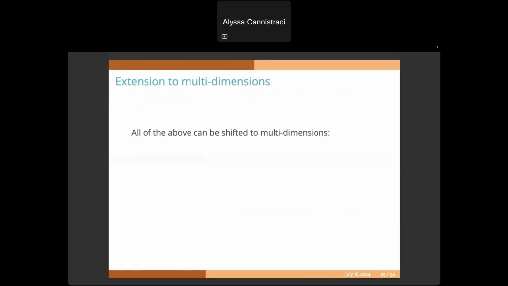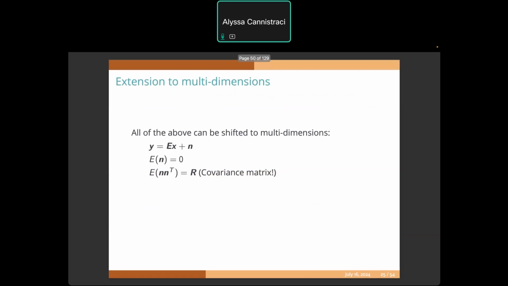So as we know, oceans are not 1D, so all of this can be shifted to multi-dimensions. Now in this case, we have some vector y, which will be our observations. We have a matrix here called E. E distributes the entries of x that have observations. So we might not have observations for all directions of x. We might only have them for some. And then we add on this noise vector.